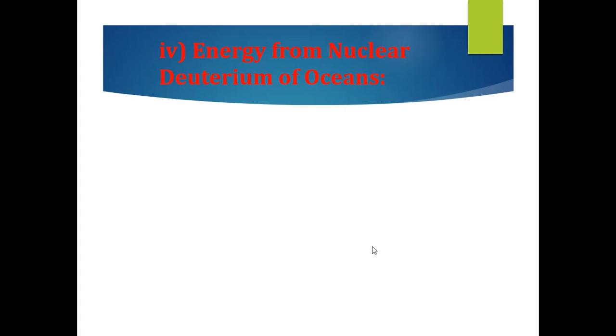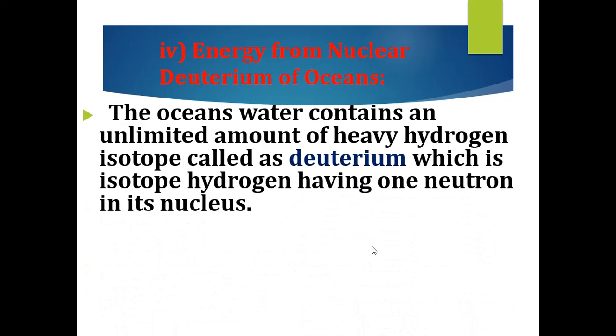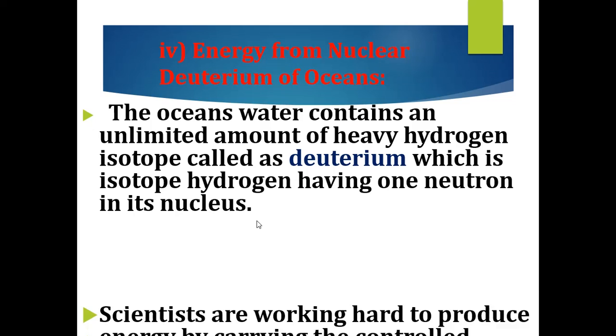Now, energy from nuclear deuterium of oceans. So, in the ocean, there is an unlimited amount of a heavy hydrogen isotope called deuterium. So what is meant by deuterium? It is an isotope of hydrogen. Okay, so the ocean water contains an unlimited amount of the hydrogen isotope called deuterium, which has one neutron in its nucleus. Okay, so the deuterium has only one neutron in its nucleus.